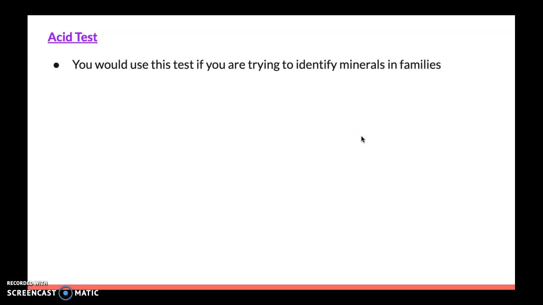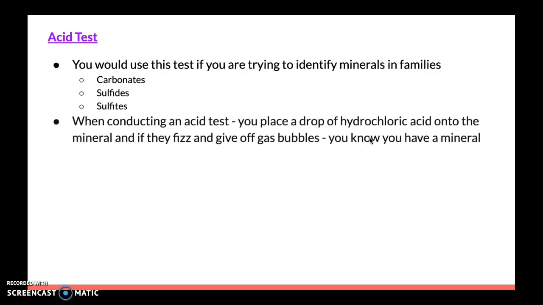All right, on to the acid test. You would use this test if you're trying to identify minerals in families such as carbonates, sulfides, and sulfites. When conducting an acid test, you would place a drop of hydrochloric acid onto the mineral, and if it fizzes and gives off gas bubbles, you know you have a carbonate mineral.